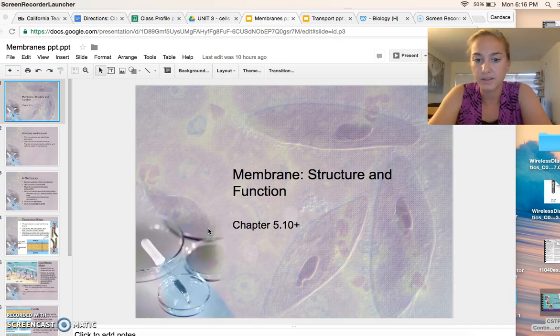Okay, this podcast is meant to go over two concepts. The first concept is the membrane structure and function, and the second concept is going to be how things are transported across the membrane inside and outside of the cell. Some people actually already got this first part of membrane structure and function, so if that's you, then go ahead and skip to the second half of this video.